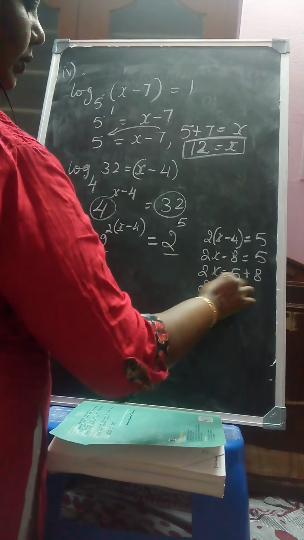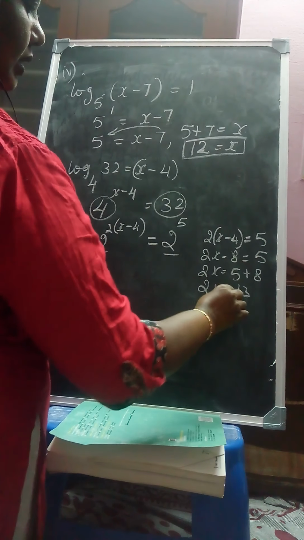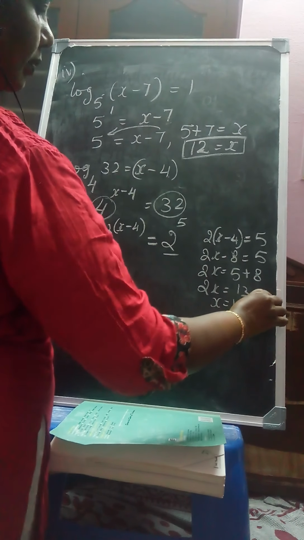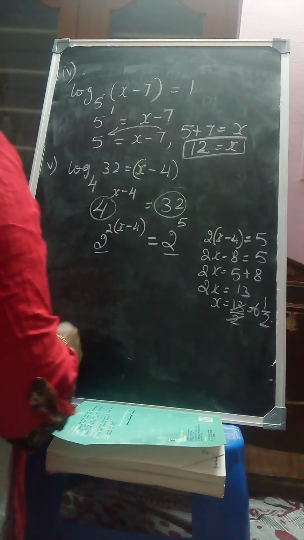2x is equal to 13. x is equal to 13 by 2, which is 6 1/2. Once again we'll check.